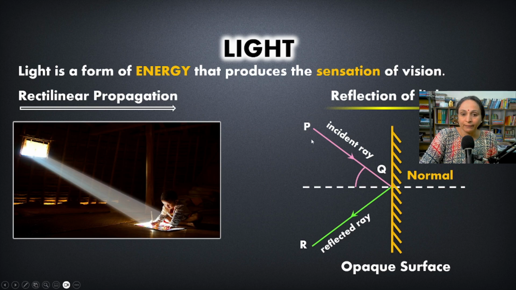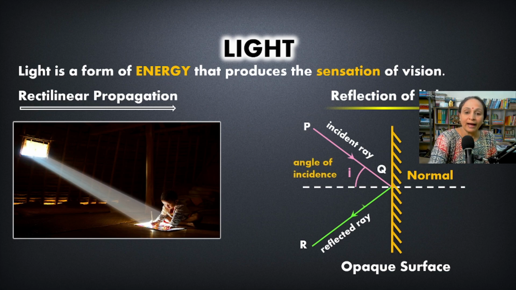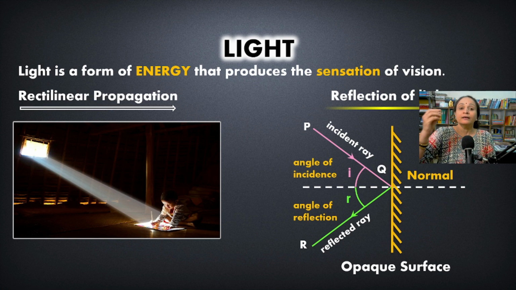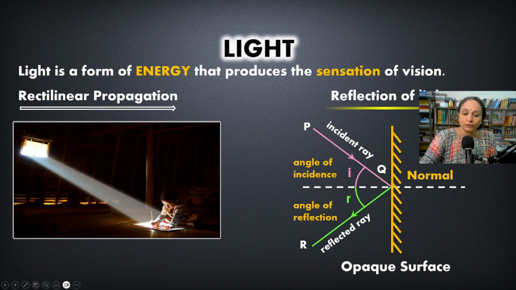Now the angle made by the incident ray with the normal is called as the angle of incidence, and the angle made by the reflected ray with the normal is called as the angle of reflection, right? So now there is something called as the laws of reflection, and according to the laws of reflection, the angle of incidence is always equal to the angle of reflection, right? This is applicable to every case wherever the reflection happens.